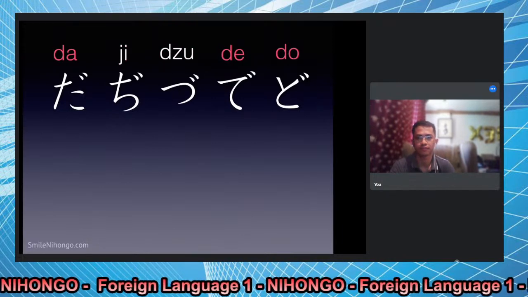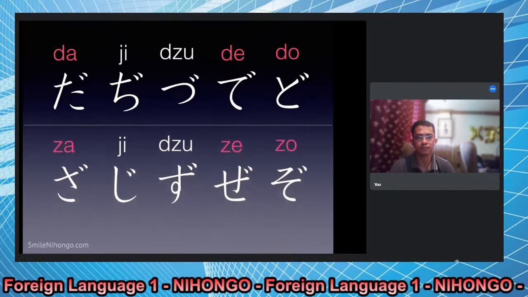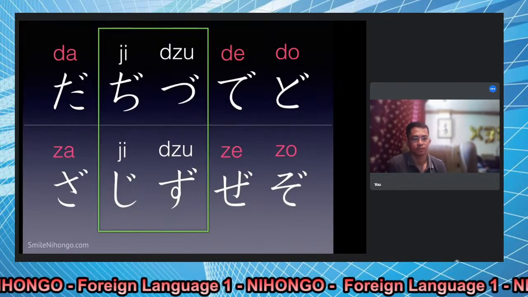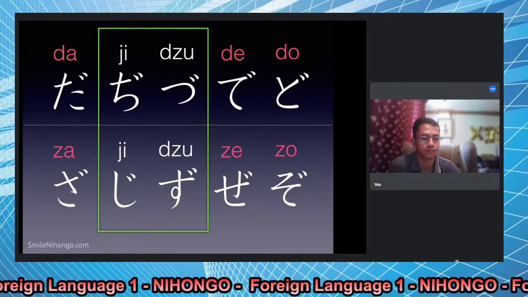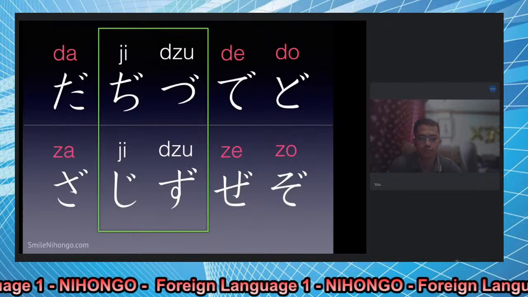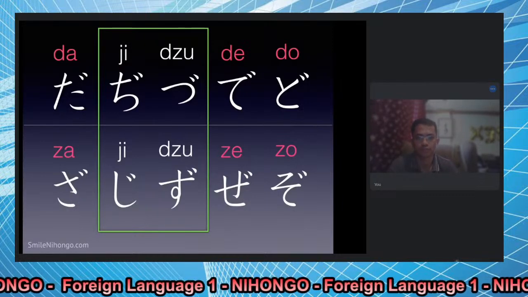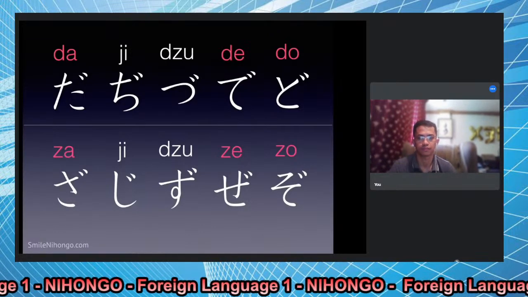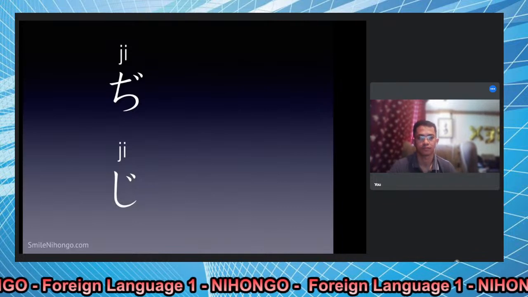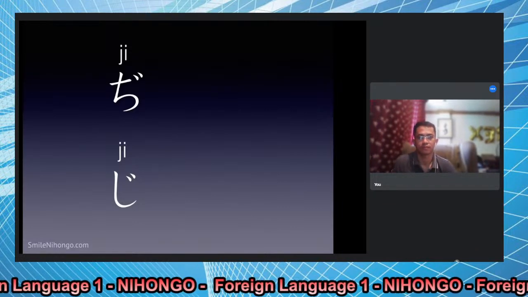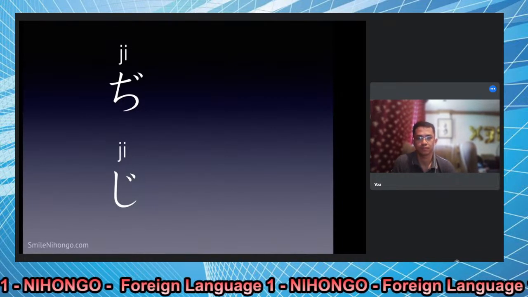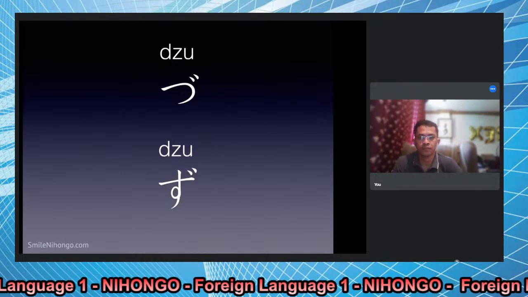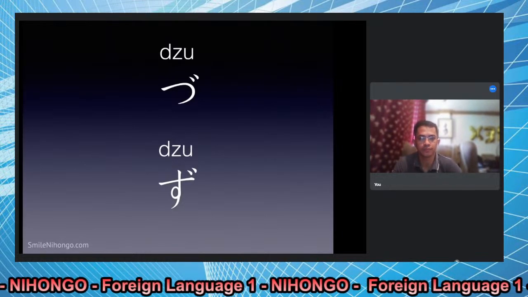Wait a minute. Something is funny here, isn't it? Didn't we have these two sounds already in the Z group? Yes, you're right. We did have these two sounds in the Z group, as in za, ji, zu, ze, zo. So these two groups happen to share the same sounds. One is the sound ji, which can be either chi plus ten-ten or shi plus ten-ten. And the other sound is zu, which can be tsu plus ten-ten or su plus ten-ten.